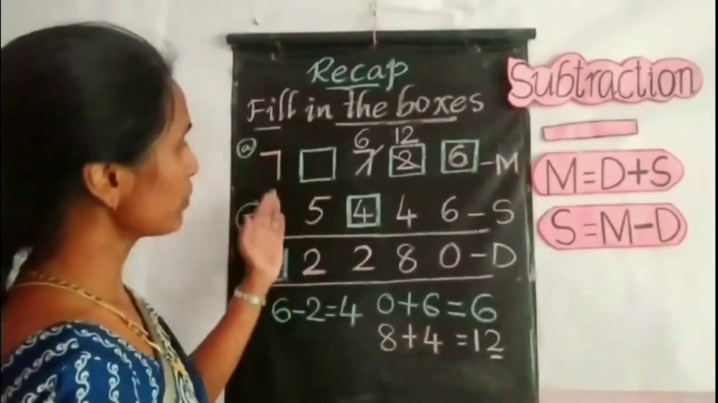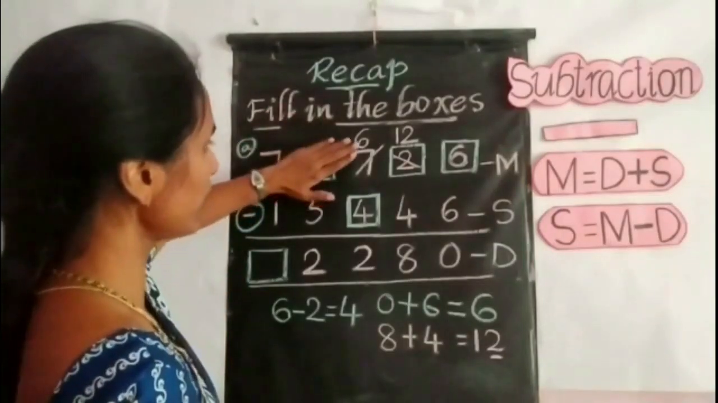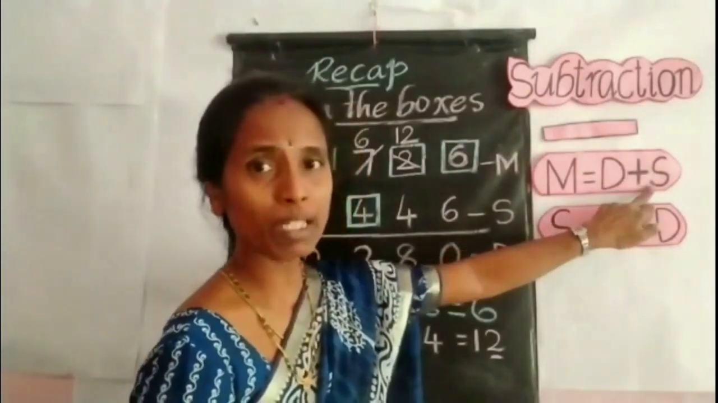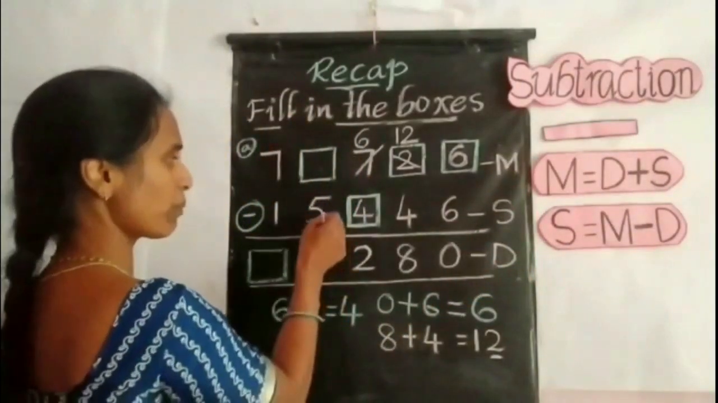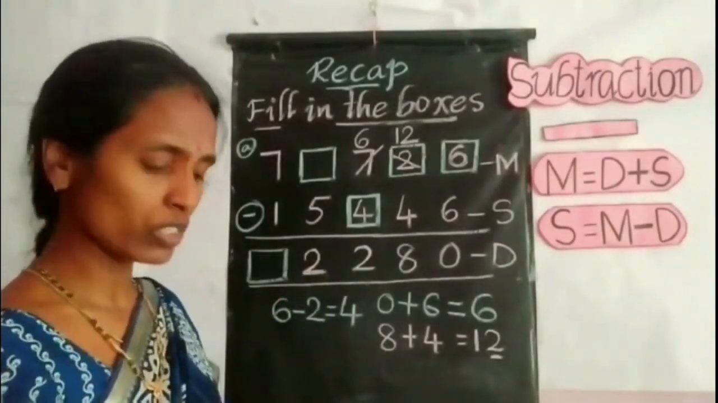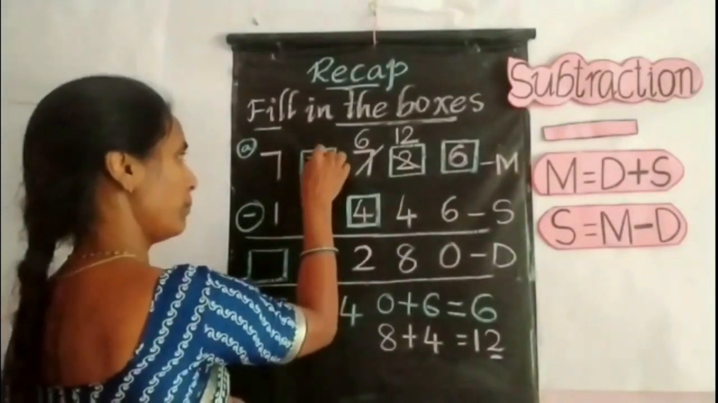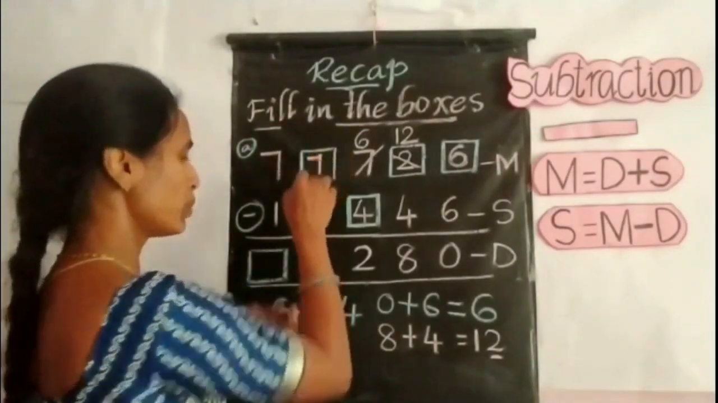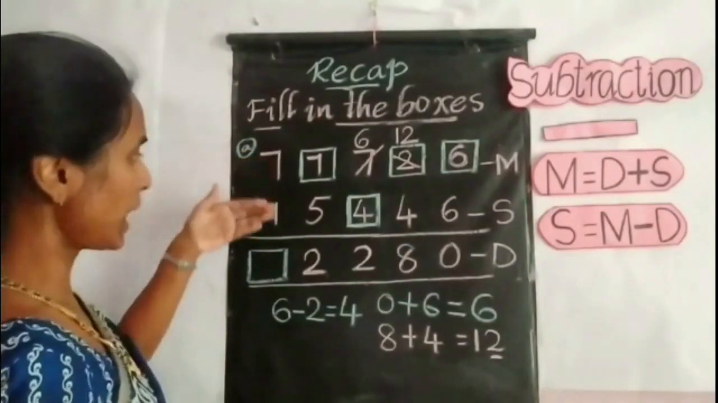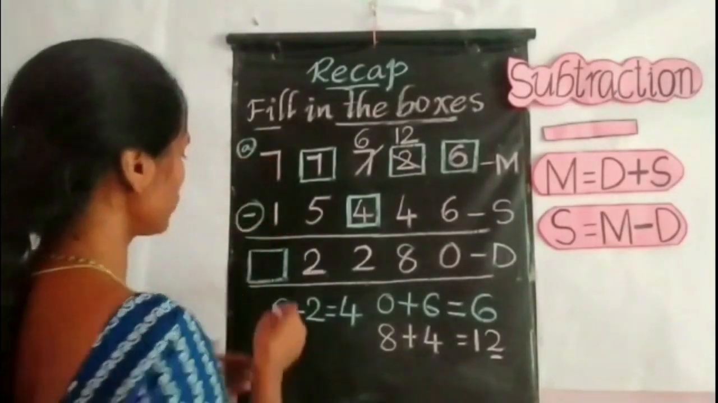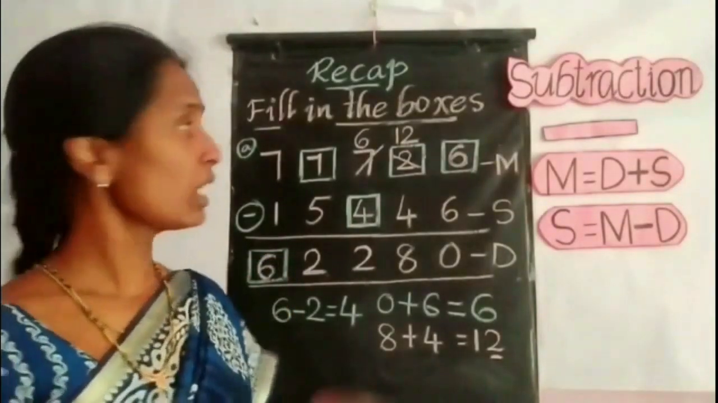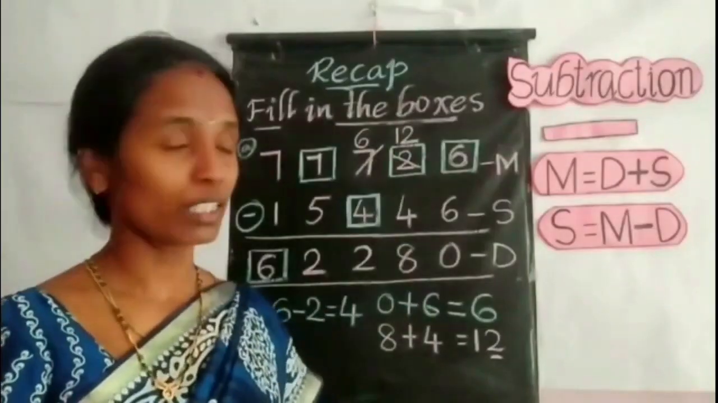Now again, come to the thousands place. Here again, the minuend is missing. To get the minuend, what do we have to do? Difference and subtrahend will be added. So 2 plus 5. 2 plus 5, how much, children? Yes, 7. Now, the last place. 7 minus 1. It is direct subtraction. 7 minus 1, how much, children? 6. In this way, we can fill in the boxes.